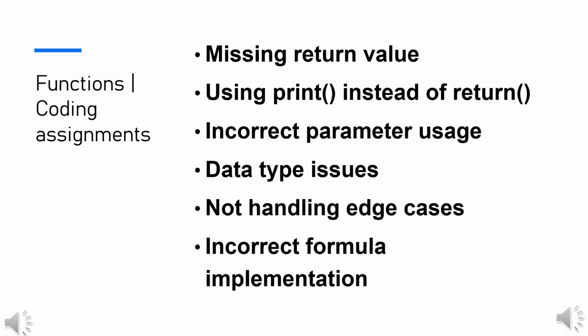Functions are an essential part of Python programming, but even experienced programmers sometimes face common mistakes. In this video, we'll identify common errors such as missing return values, incorrect parameters, and handling data types incorrectly. These are just a few examples of mistakes that can lead to unexpected results or errors in your code. Our goal today is to help you identify and solve these issues in your code so that you can complete your function assignments with ease.